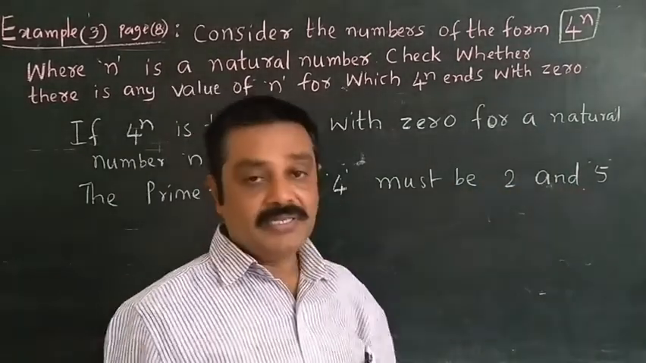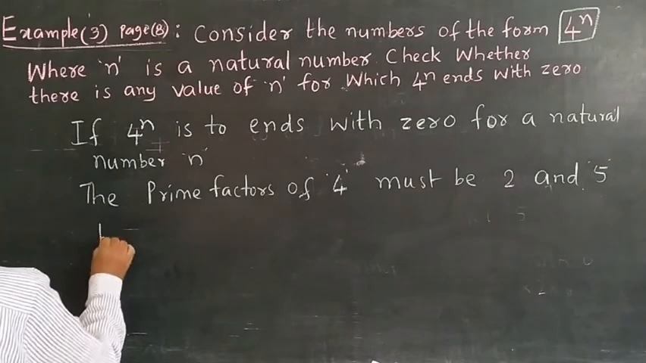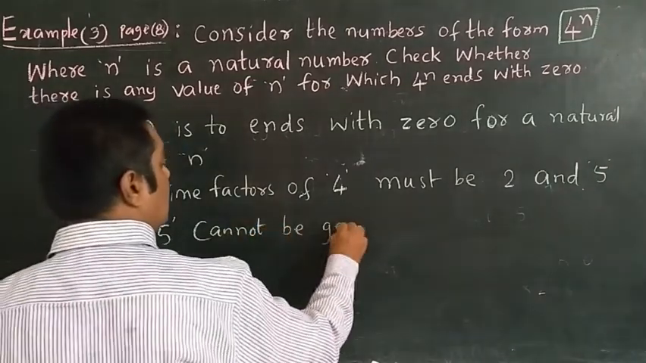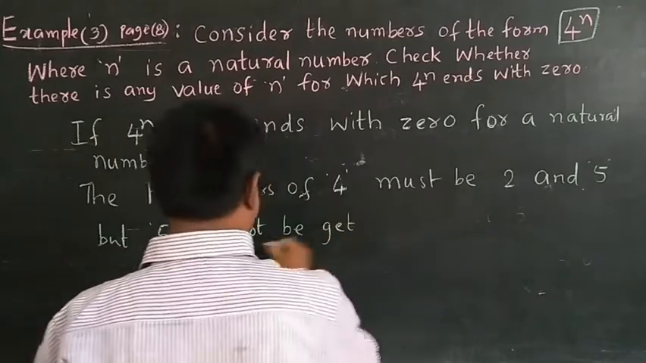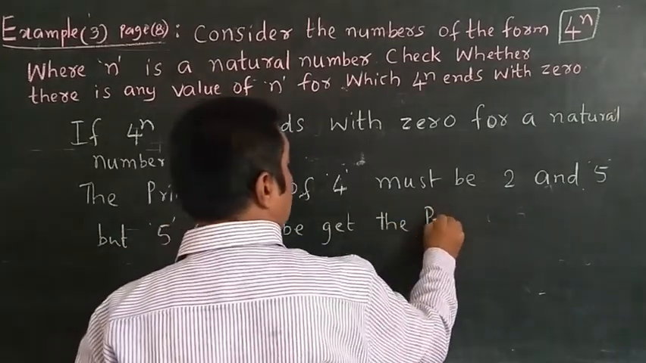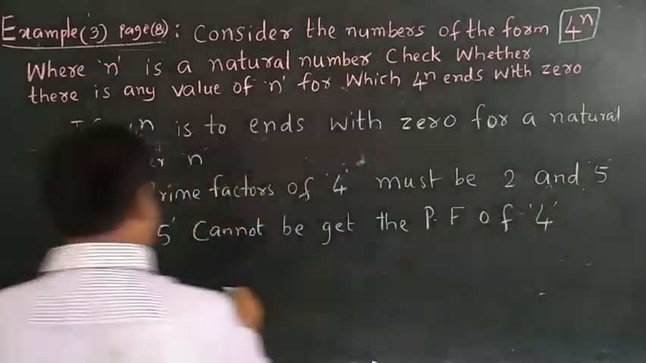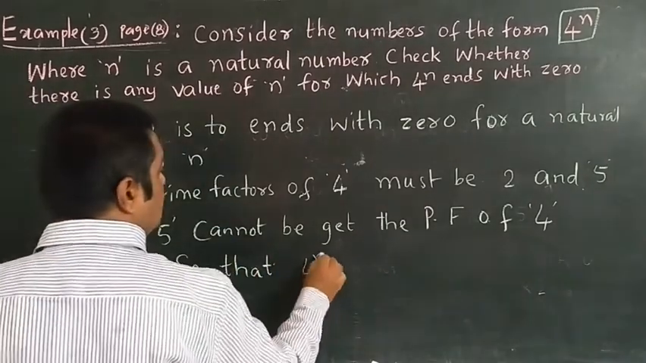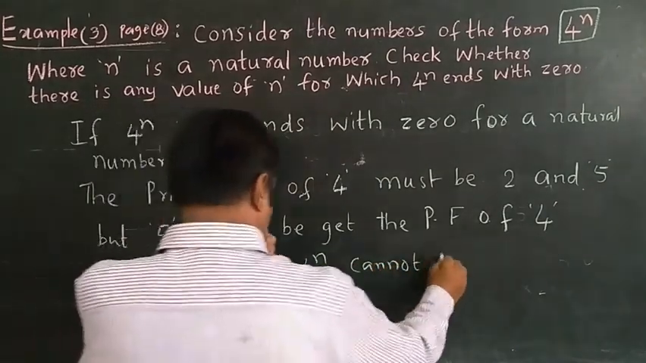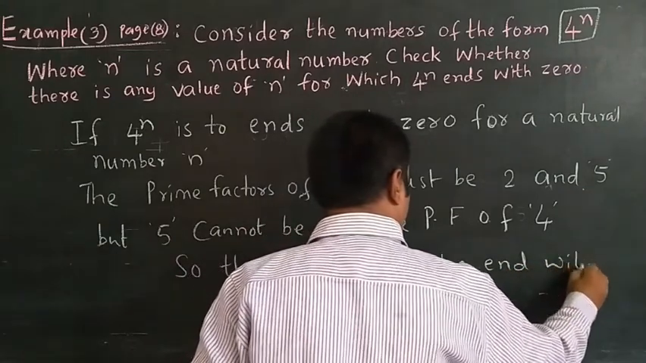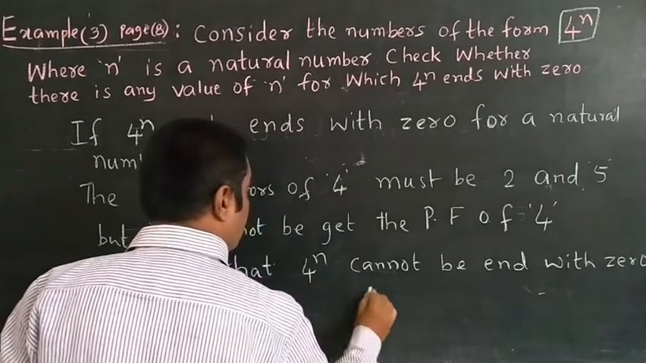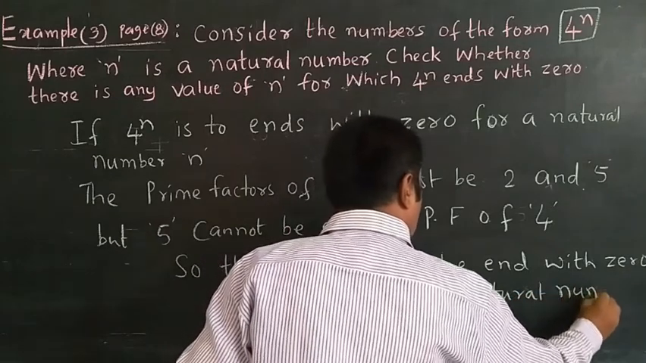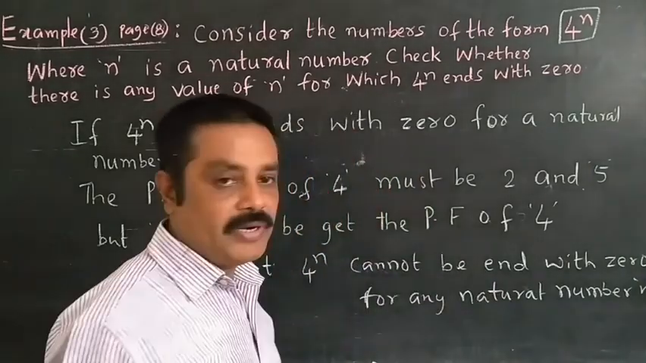2 we get, but 5 we do not get. That is what I did here. But 5 cannot be obtained from the prime factors of 4. So that 4 to the power of n cannot end with 0 for any natural number n. Okay, have you understood, children?